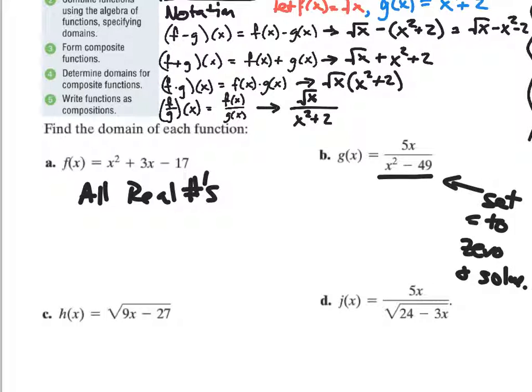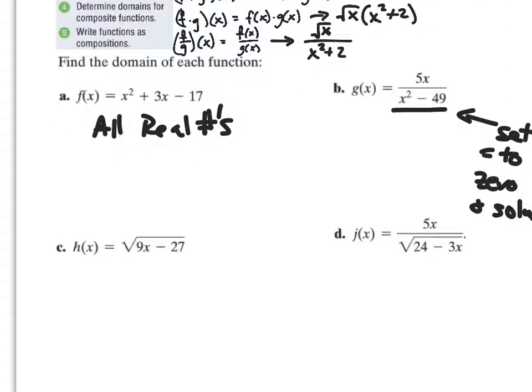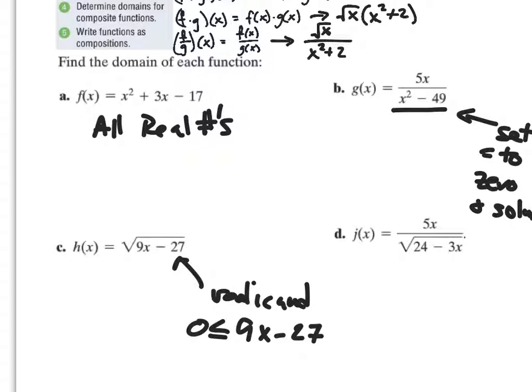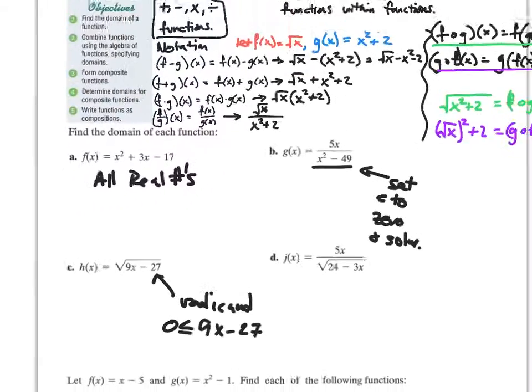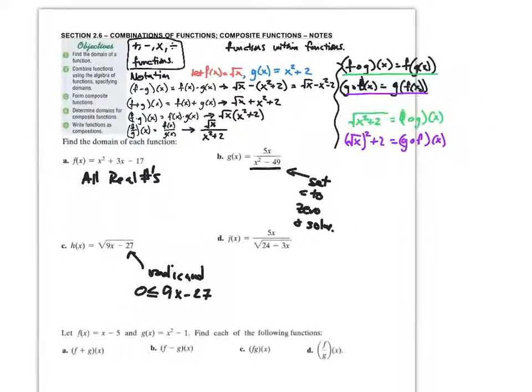When you have a square root function, you want to set the radicand, what's underneath the radical, greater than or equal to 0. So in this case I would set 9x minus 27 greater than or equal to 0, because remember that whatever goes underneath the radicand has to be nonnegative. So that's it in a nutshell. Let's go ahead and finish up these problems.